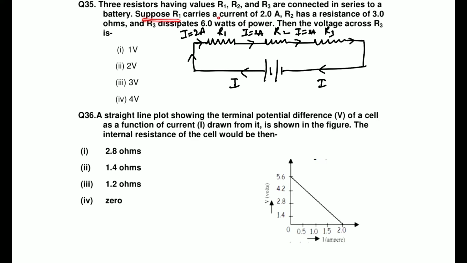Great. Then let's move forward. Suppose R1 carries a current of 2 ampere, then R2 has a resistance of 3 ohm. So the resistance of your R2 is given to you. It is 3 ohm. Okay, great.